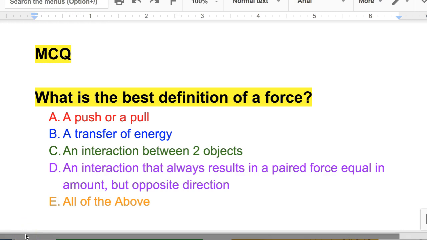But first, take this opportunity to pause your video. Again, there's that button right below where you found the video that says click here to answer your homework questions. Pause right now and say, what is the best definition of a force? A push or a pull, a transfer of energy, an interaction between two objects, an interaction that always results in a paired force equal in amount but opposite in direction, or all of the above?